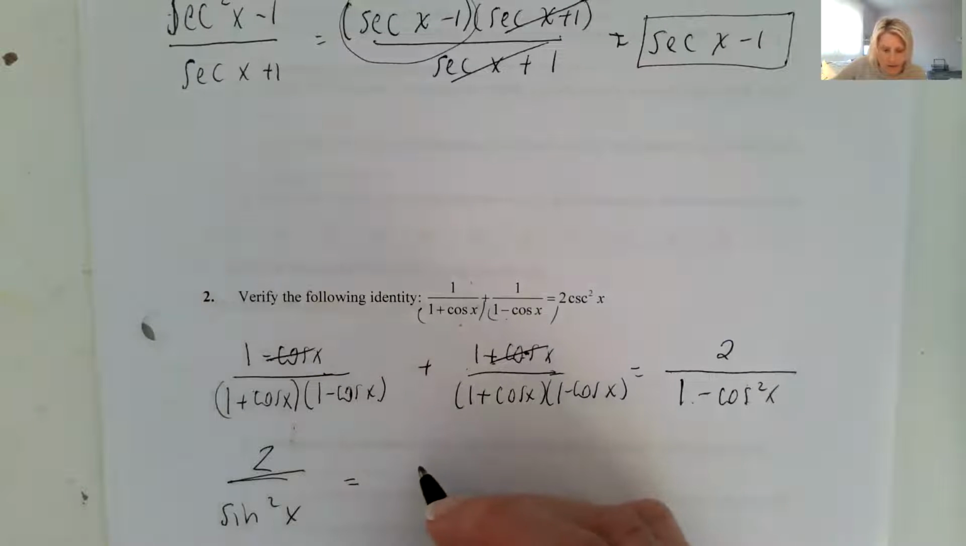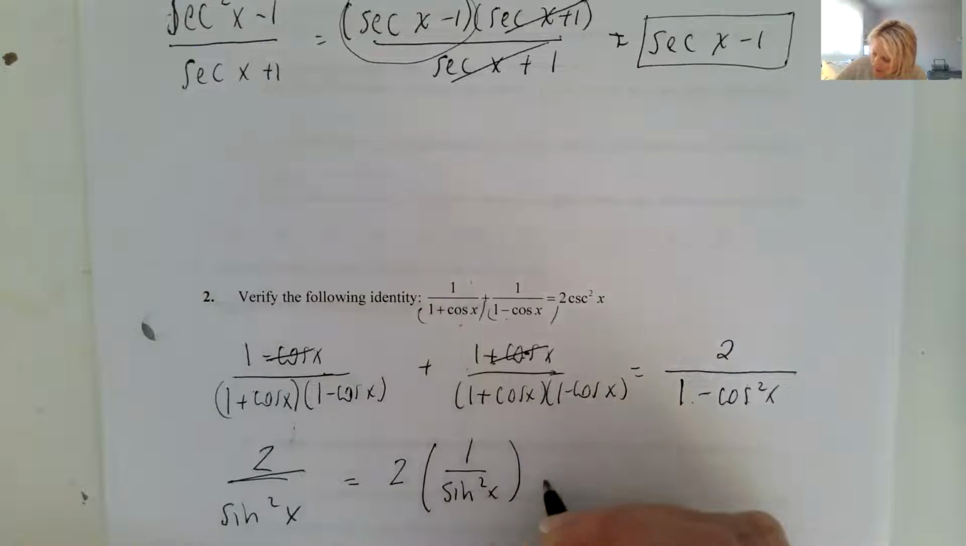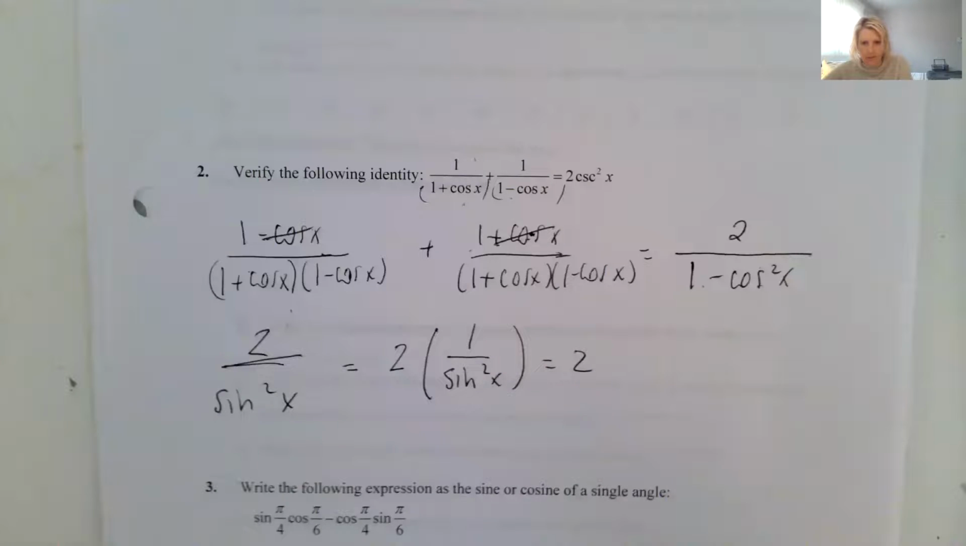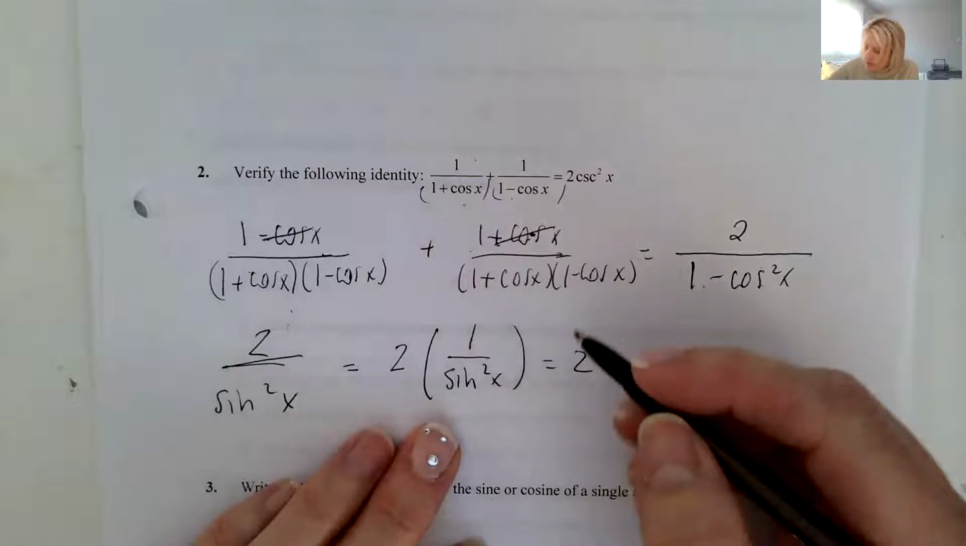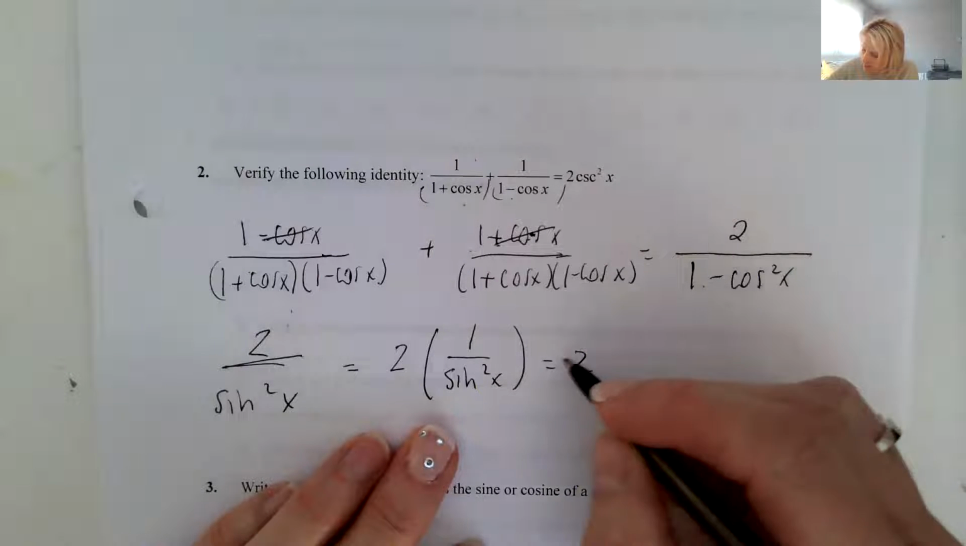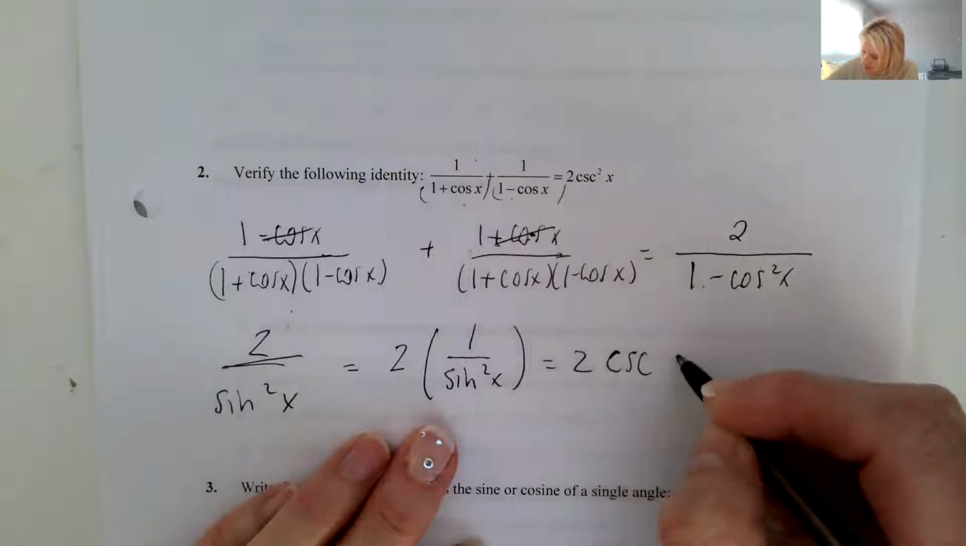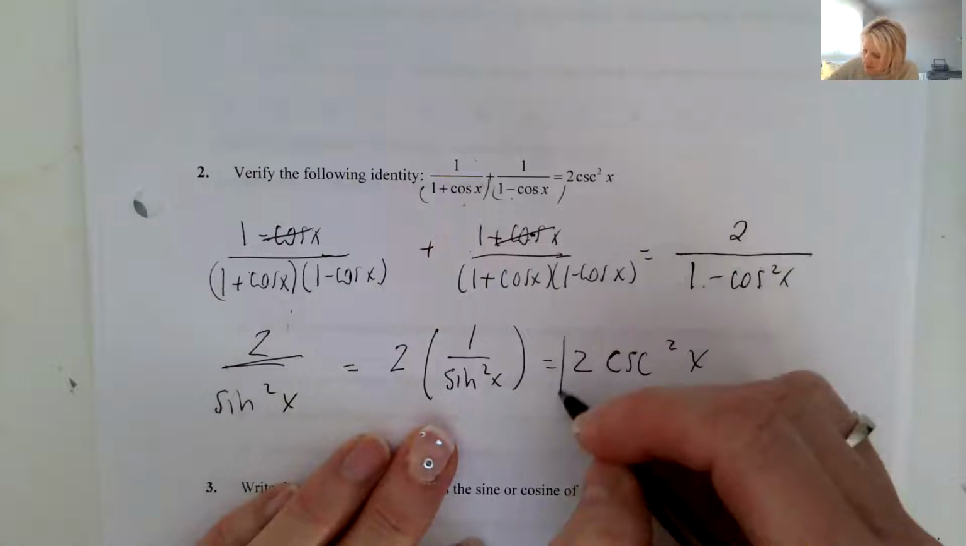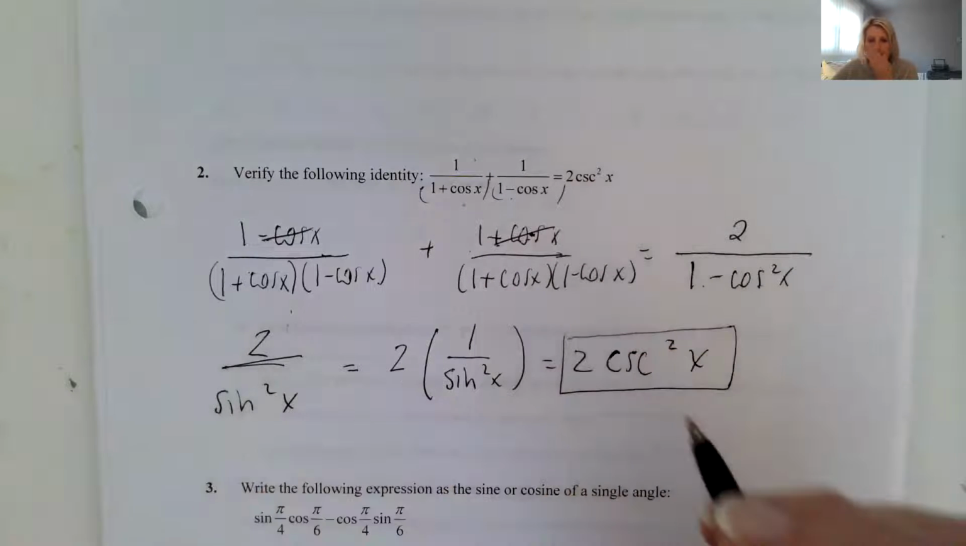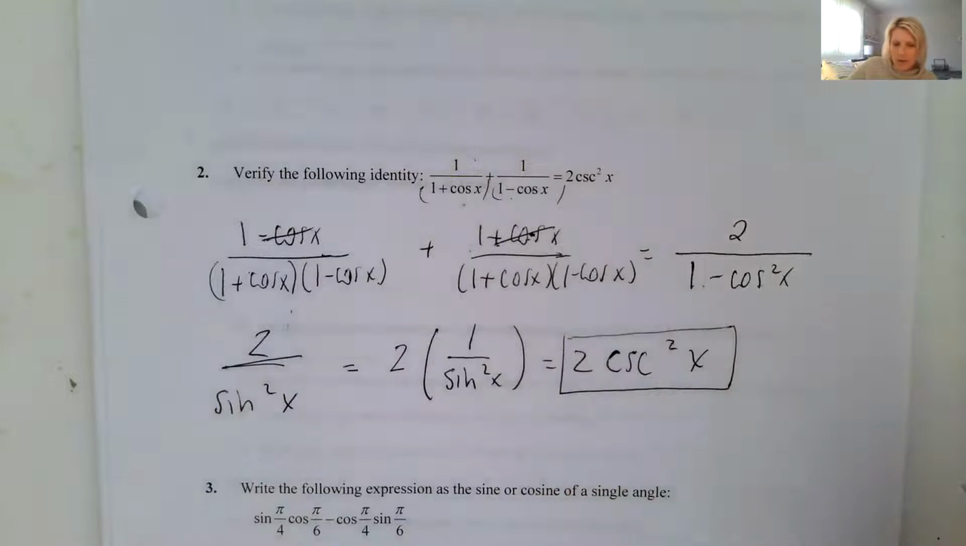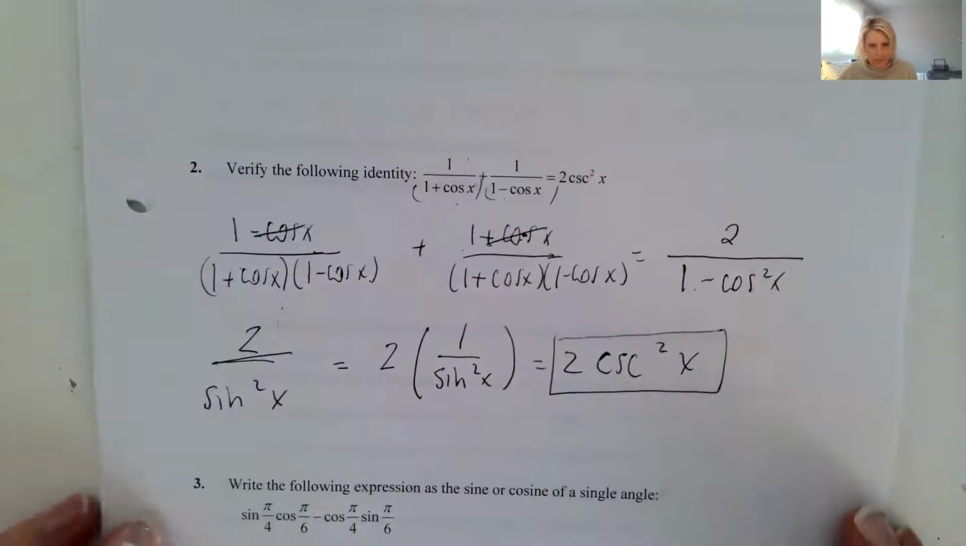And so it's 2 times 1 over sine squared x. And you can see that 1 over sine squared x is the same as cosecant squared x. So it's 2 times cosecant squared x, using what we know about our identities to solve that.